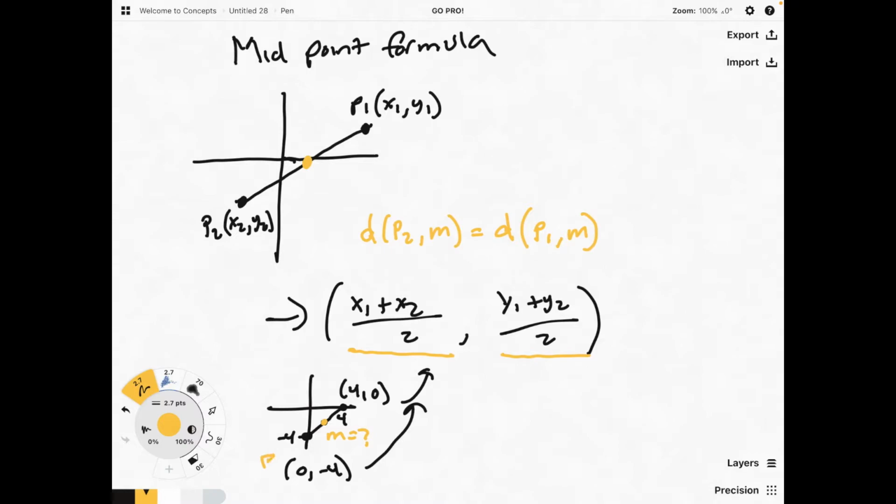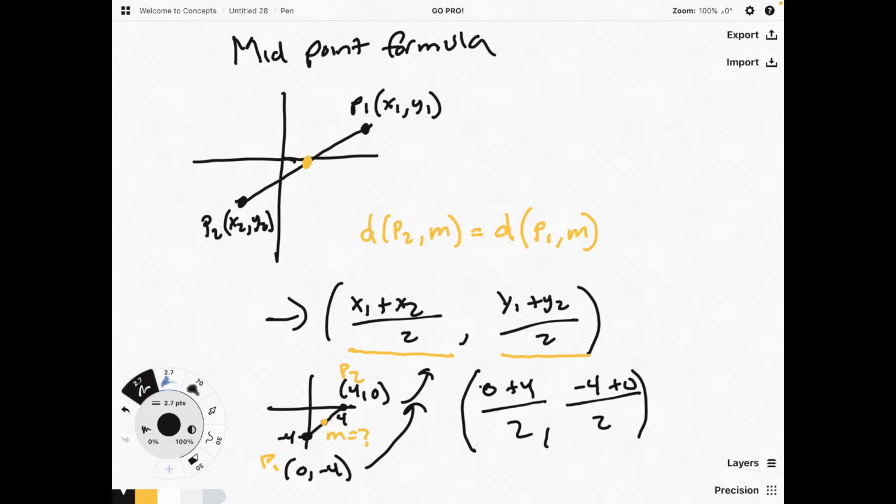If we want this to be P1, we can make this P2. What we would do, we take the x value of the P1 value, which is going to be 0, and then we look at the P2 value of x, and we get 4, and we divide that by 2. Next, we do the same for the y, so we get negative 4 plus 0 divided by 2.